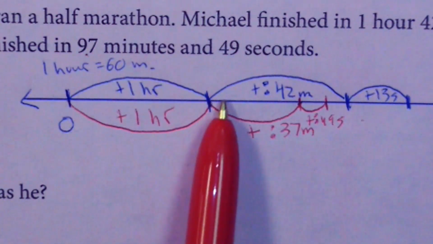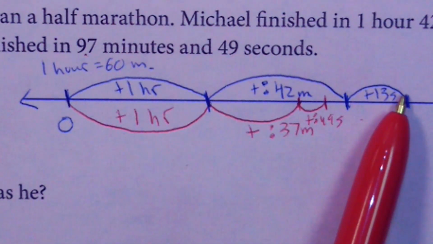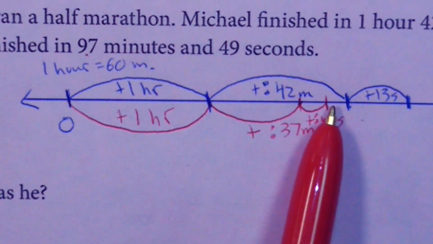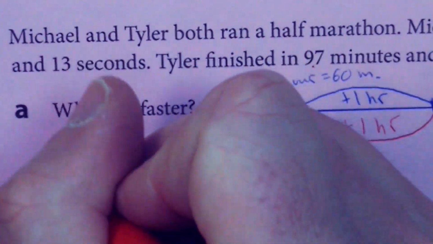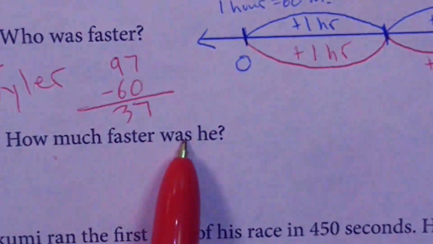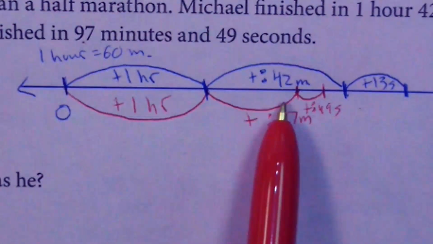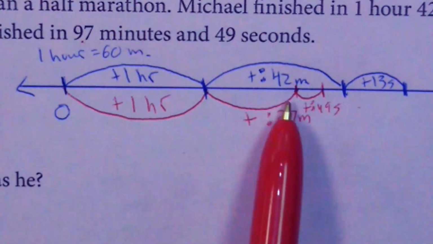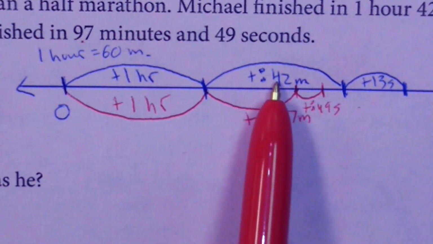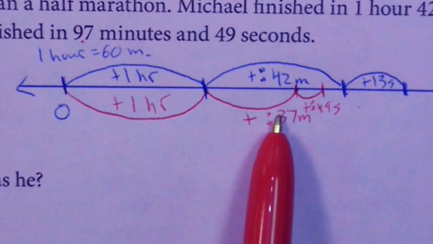So it took Michael this long to finish. It did not take as much time for Tyler. So who was faster? Well, I hope you're going to write Tyler. It says, how much faster was he? This is where it's going to be maybe a little bit more challenging, but still doable. 42 minutes versus 37 minutes.